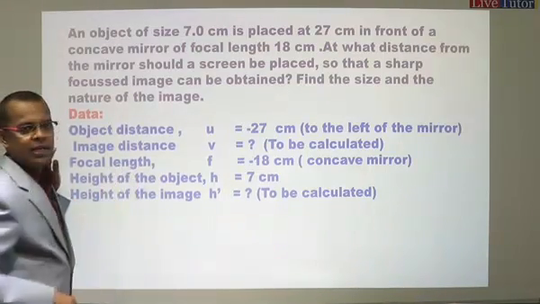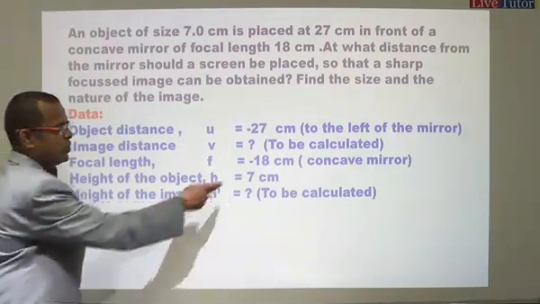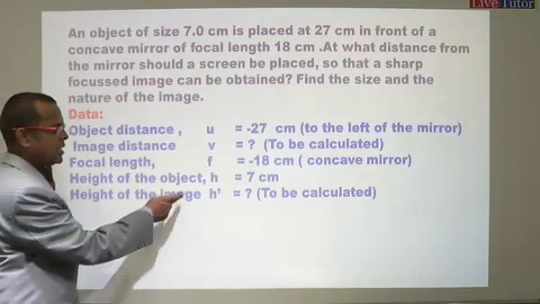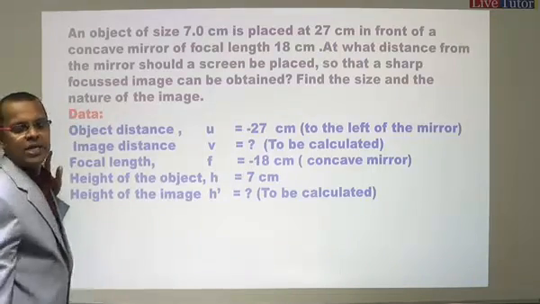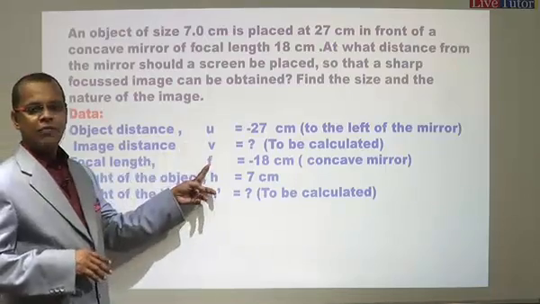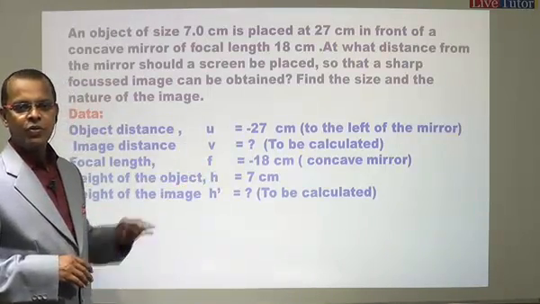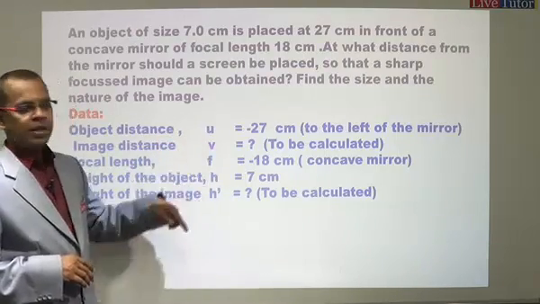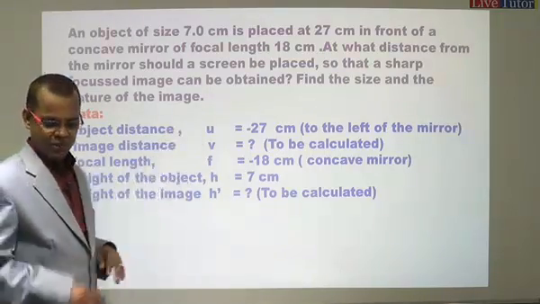And focal length is given. For concave mirror, the focal length is to the left of the mirror. It should also be negative, minus 18. Now height of the object is given, 7 centimeters. Height of the image we have to get, h dash we have to get. So by using these data, what will we find out? We'll find out V. By finding out V, we'll take the magnification formula. From that we'll find out h dash, similar to the previous one.